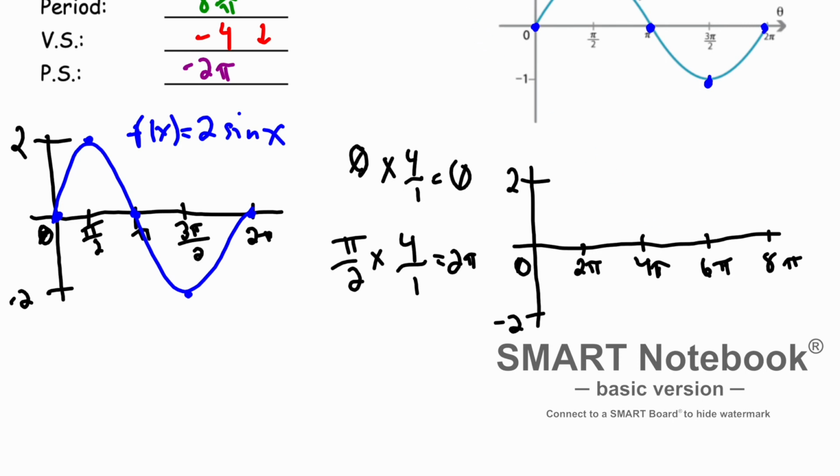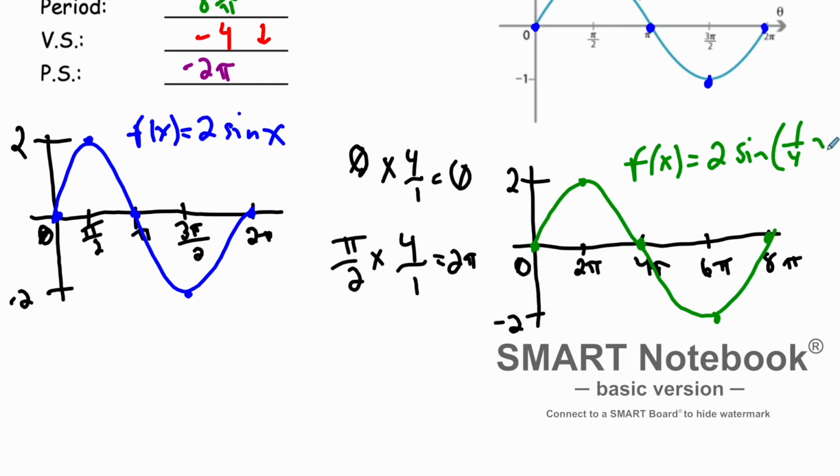All right, so this is my green graph. And 0 got moved to 0. Pi over 2 got moved to 2 pi. Pi got moved to 4 pi. 3 pi over 2 got moved to 6 pi. And 2 pi got moved to 8 pi. So you can see that this stretched the graph way out. Okay, so it got stretched out a lot. So f of x is equal to 2 sine 1/4 x.